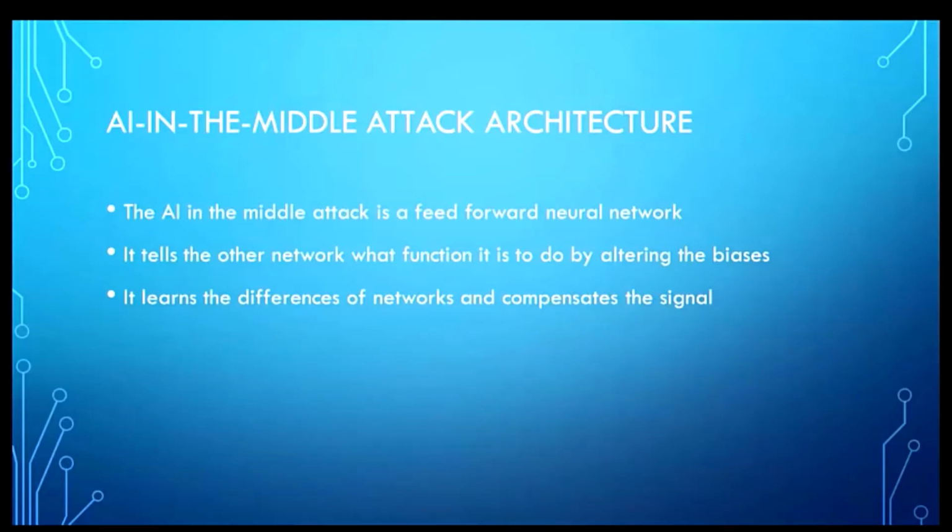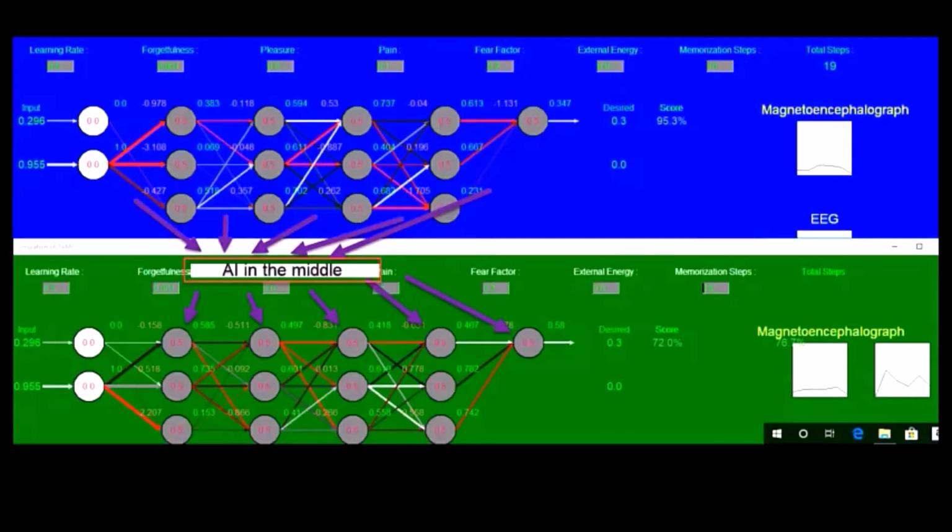AI in the middle attack architectures are what my current research is about. The AI in the middle attack is a feed-forward neural network. It tells the other network what function it is to do by altering the biases of the neurons. It learns the difference of networks and compensates the signal. The MEG and EEG at that time flatline in their differences, and hence the term cloning is referred to, although that's not really the function that they're doing to alter the other network.